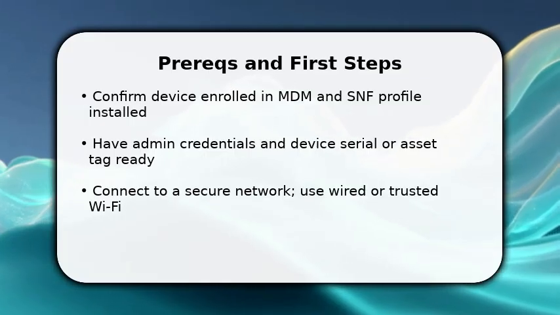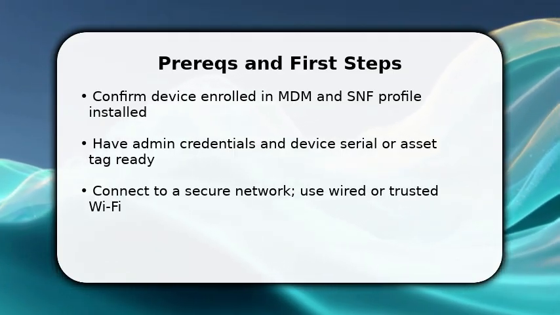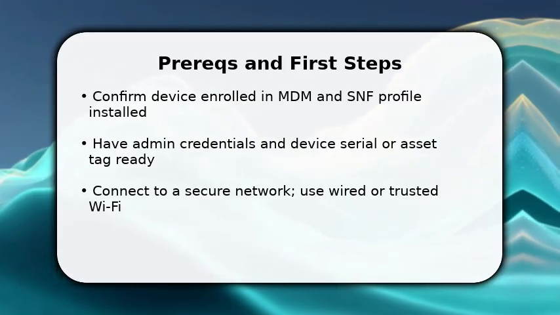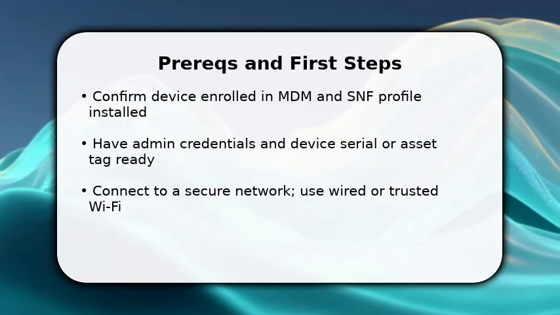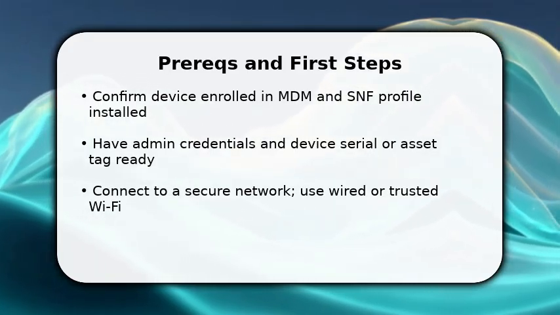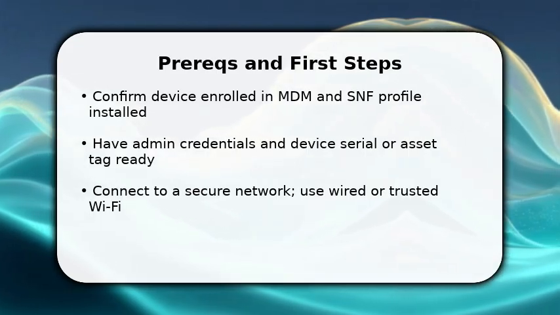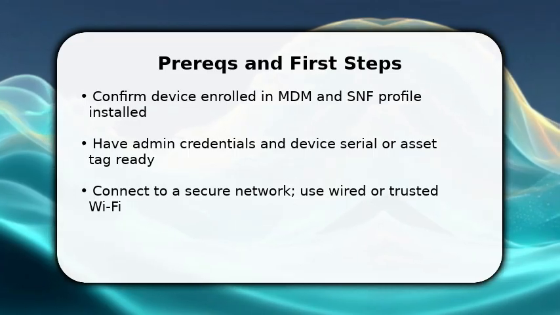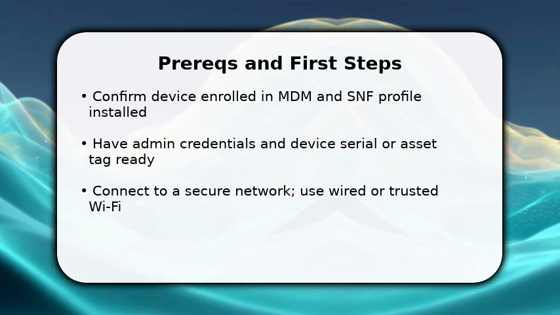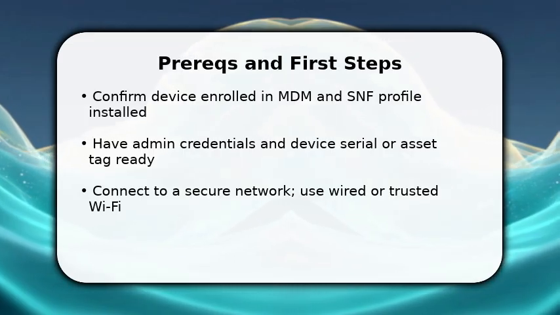You start by confirming prerequisites. Device enrolled in MDM with the correct SNF profile, admin credentials available, and a reliable network connection. Once confirmed, power on the device and unlock it, then open the MDM Agent app. Don't use a generic settings menu. Enter the provided username and password exactly, then select the SNF tenant from the drop-down. Make sure to accept any requested device permissions so the agent can configure policies automatically. You're now ready to proceed to core setup.